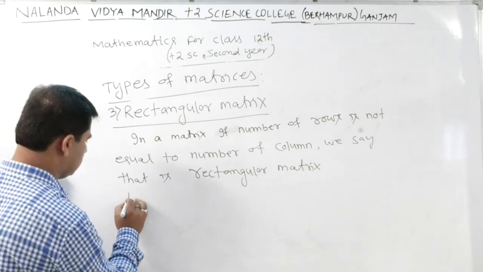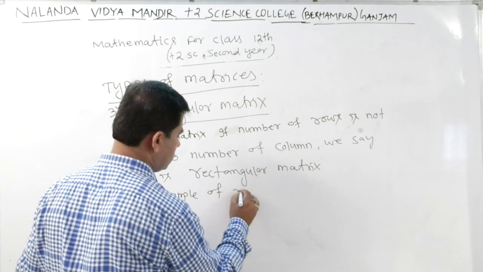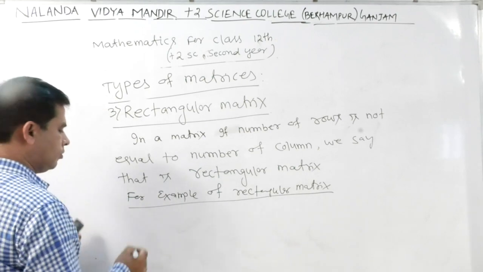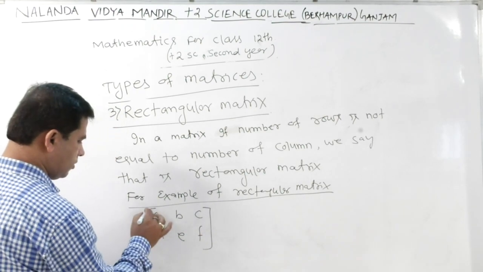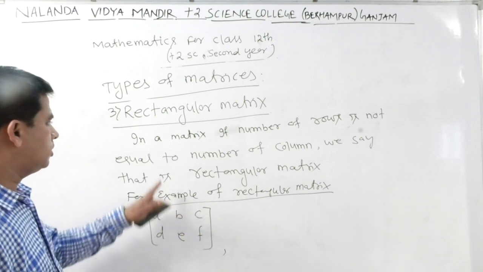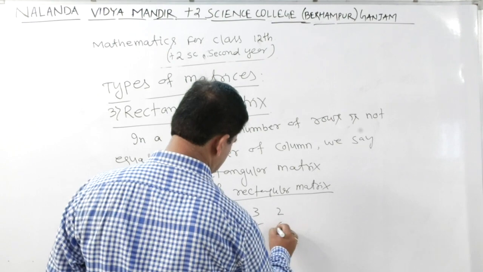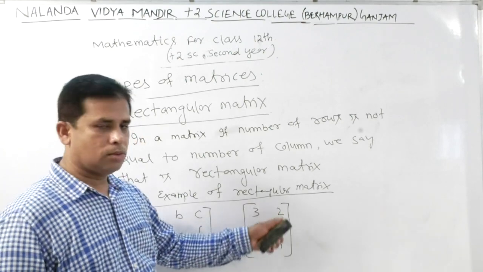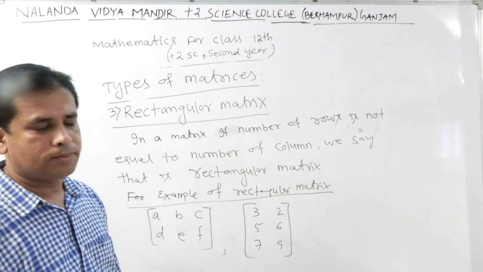For example, an example of a rectangular matrix: A, B, C, D, E, F. Here the number of rows is 2 and the number of columns is 3, therefore 2 is not equal to 3. This is an example of a rectangular matrix. Here 3 is the number of rows and 2 the number of columns, therefore this is also a rectangular matrix. Okay?